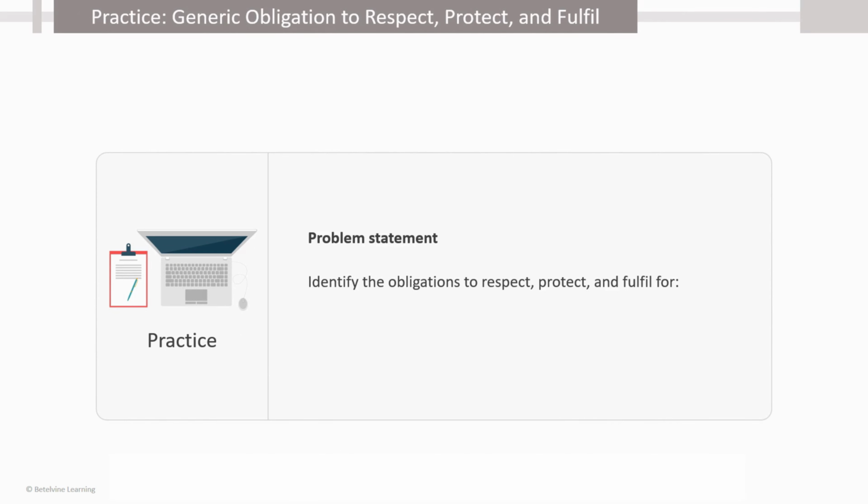Identify the obligation to respect, protect, and fulfill for my right to peaceful assembly and my right to adequate health care.